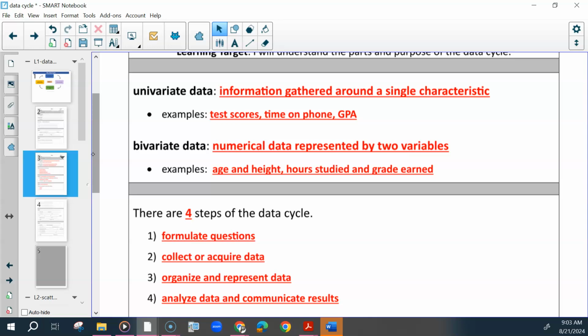And then what we're going to be doing today and Friday is talking about bivariate data, when there's two different variables being represented. So when we're comparing two things, age and height, hours studied and grade earned, whatever two things you want to compare, when we talk about our data on Friday.